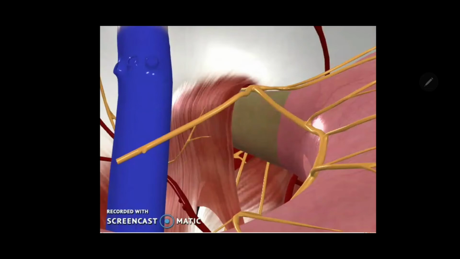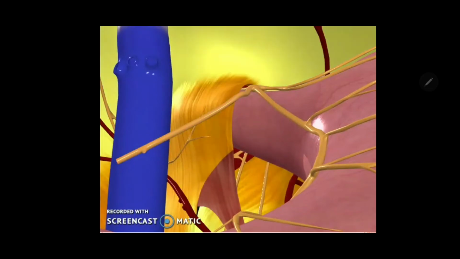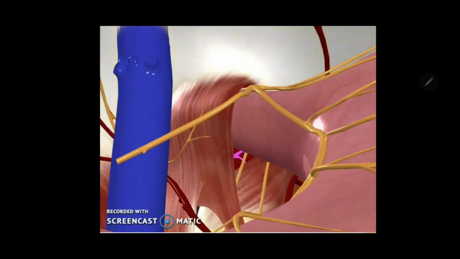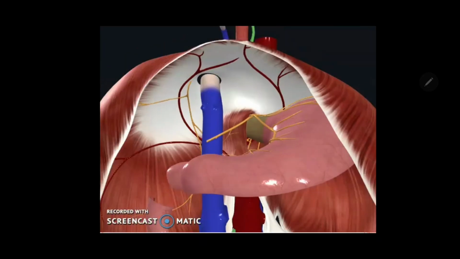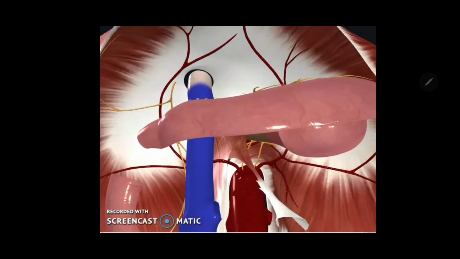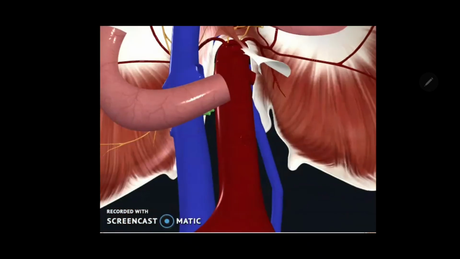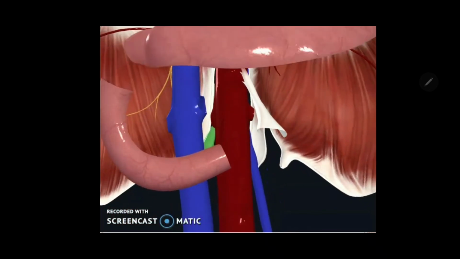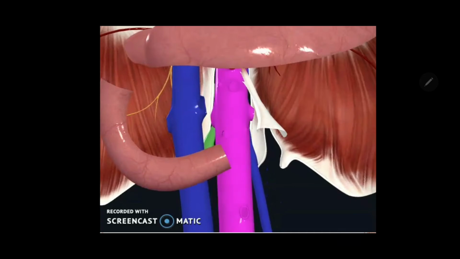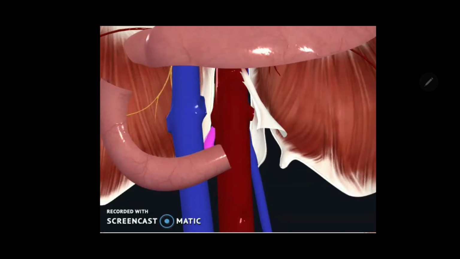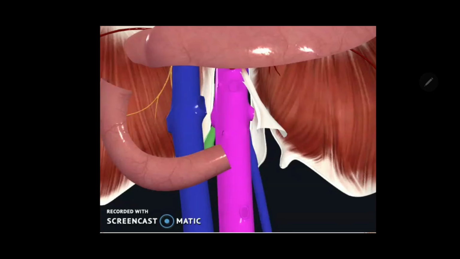Whereas the esophageal opening has the esophagus, the anterior vagal trunk, and the posterior vagal trunk. You can see the branches supplying the stomach, along with the esophageal branch of the left gastric artery, lymphatics from the liver, and also the phrenicoesophageal ligament.